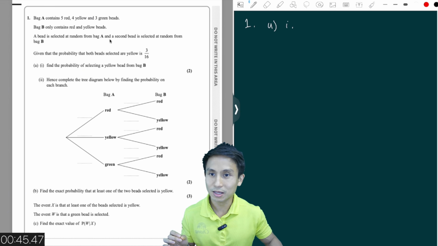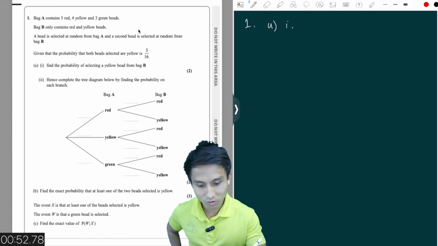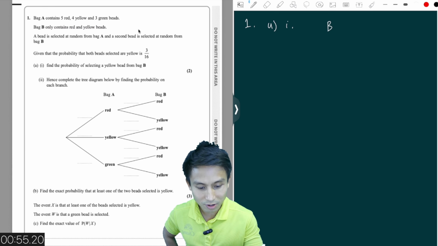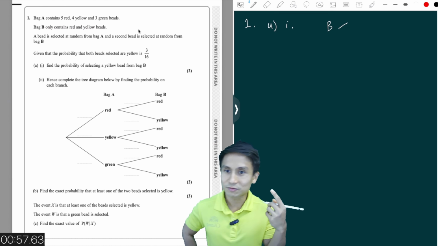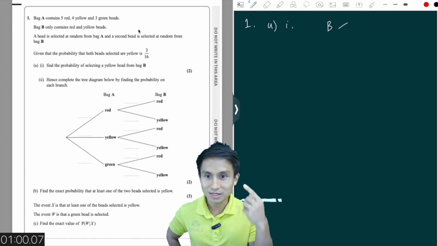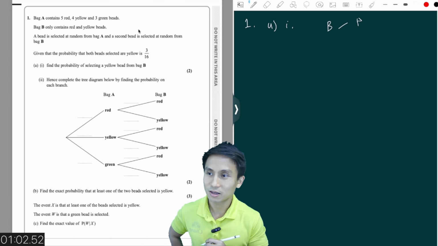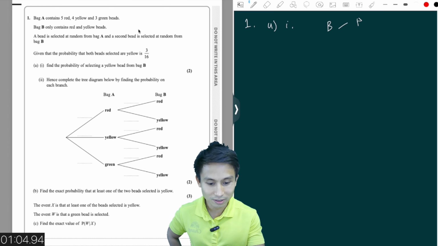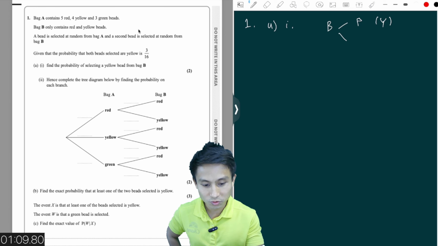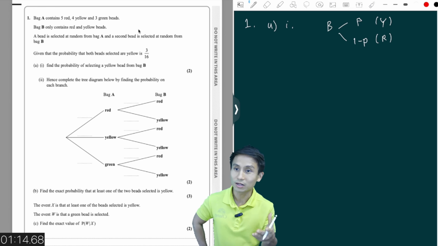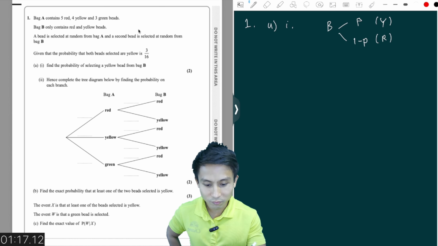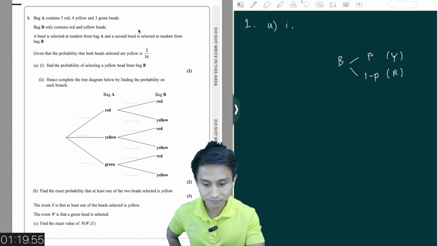So from bag B, a yellow bead, because bag B only contains red and yellow. So if we say that for bag B, the probability of selecting a yellow bead is P, because we want to find this probability, and then the rest will go to the red bead, which is 1 minus P, because there are only 2 colors in bag B.